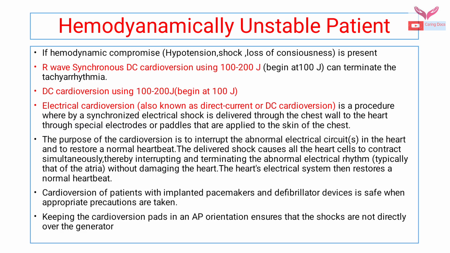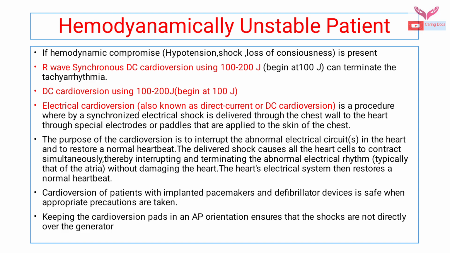For an unstable, hemodynamically compromised patient, R wave synchronized DC cardioversion using 100 to 200 joules. I have already discussed this, 100 to 200 joules, but we have to begin at 100 joules. It can terminate most of the tachyarrhythmias.